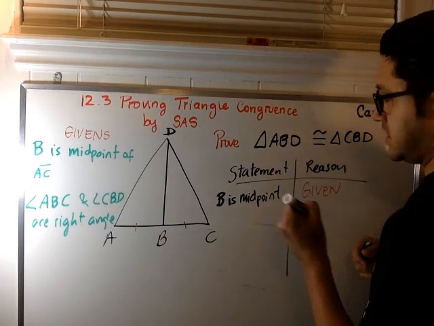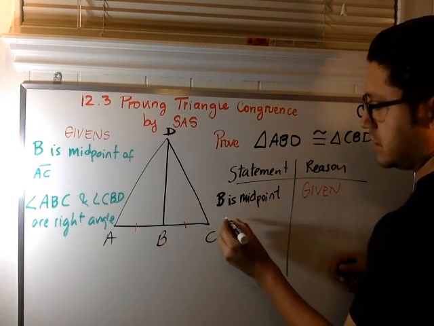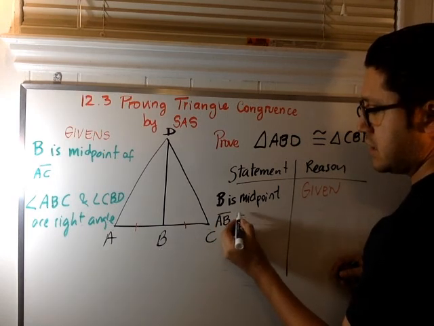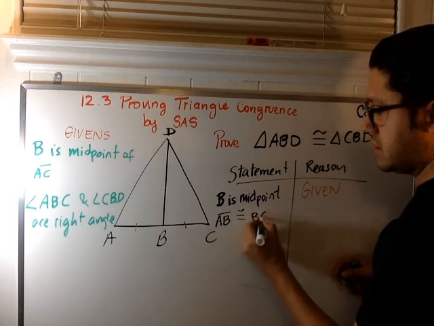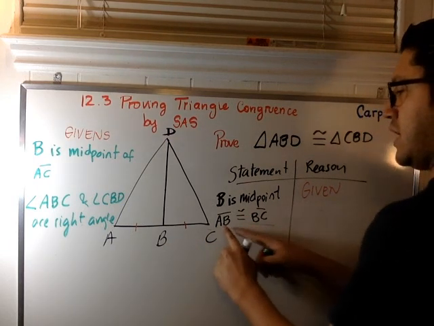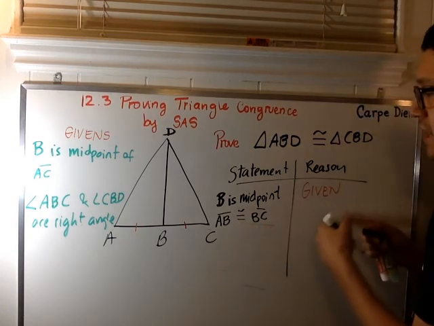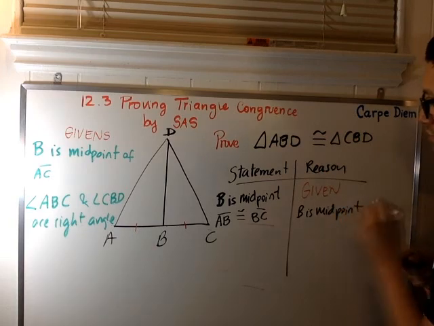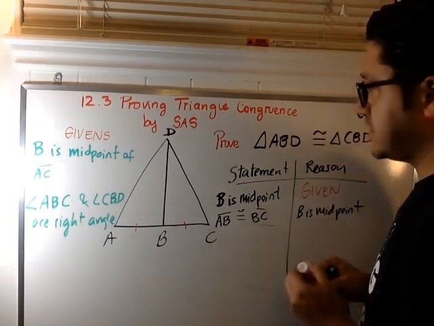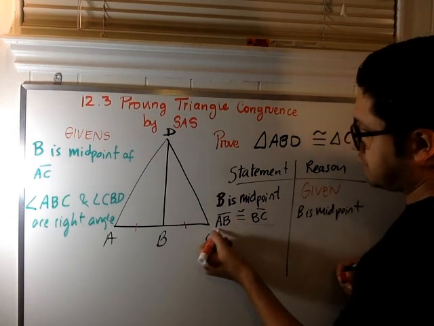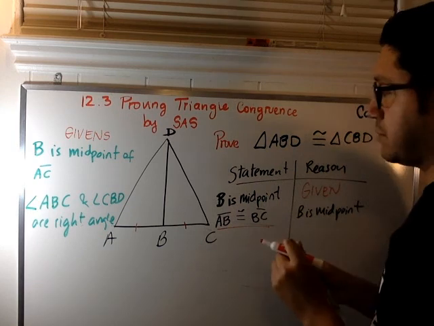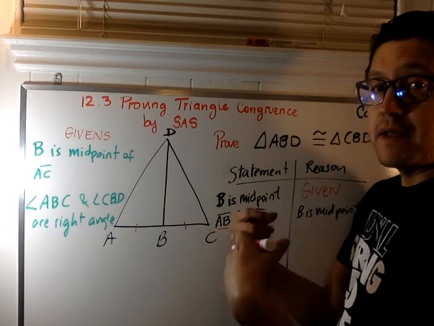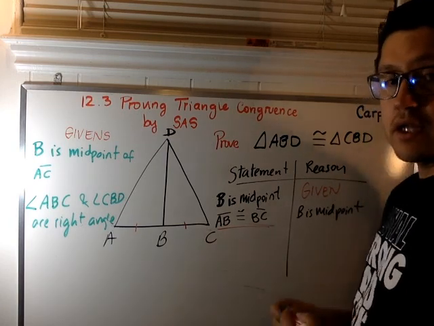So because I know that B is the midpoint here, I can say that segment AB is congruent to segment BC, right? So AB and BC are congruent. And why can I say that? I can say that because B is the midpoint, okay? With this, I started indicating that there is one segment in the two triangles, this segment and this segment, they are corresponding, they are also congruent, okay? Let's continue.